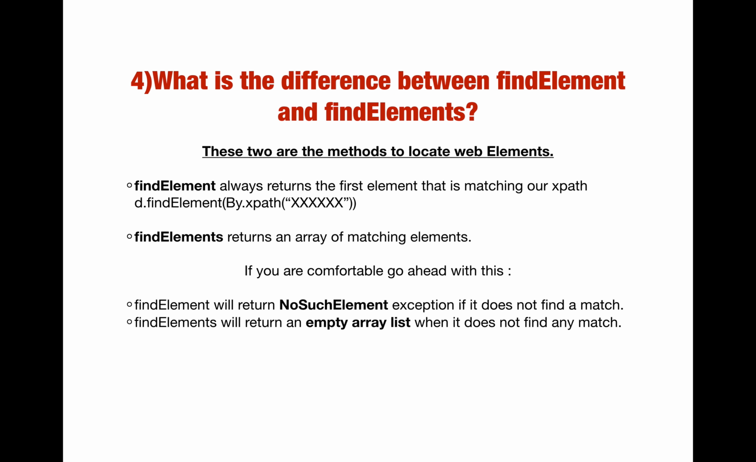findElements will always find an array of matching elements. Usually your web application has 15 links, 20 links. If you want to get all the links, or the count of links, or all the names or text of the links that are present, that's when you use findElements. In this case, your return value will be a list, not a single element.